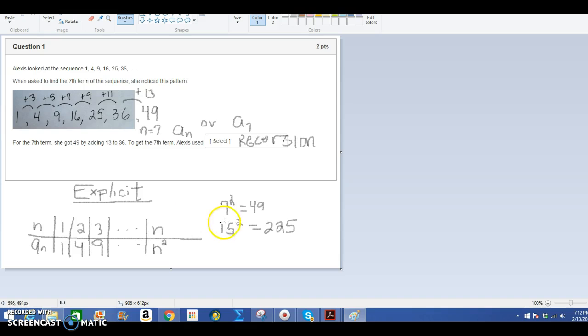I could also have gotten the 15th term recursively if I'd wanted to. It would have taken a while though, because I would have had to do plus 15, get that answer, plus 17, get that answer, and keep going until I got to the term that I needed. It definitely works. It's just a little bit more tedious. So that's question 1.